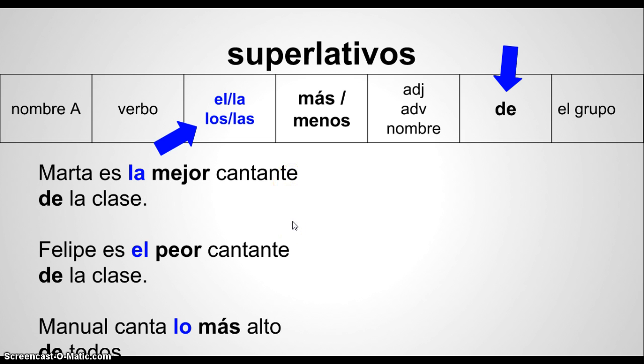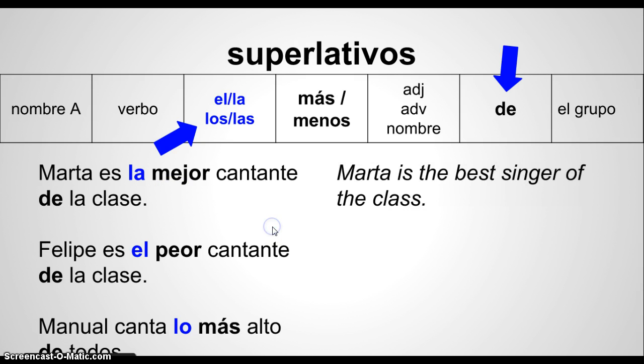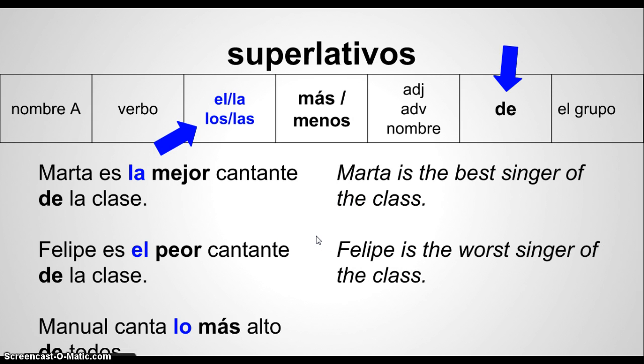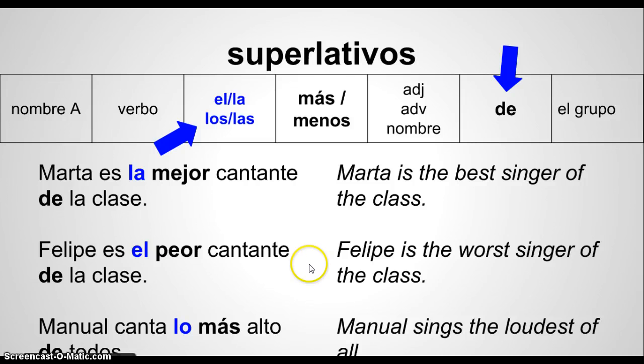Okay. So Marta es la mejor cantante de la clase. She is the best singer of the class. Felipe es el peor cantante de la clase. He is the worst singer of the class. Manuel canta lo más alto de todos. He sings the loudest of all.